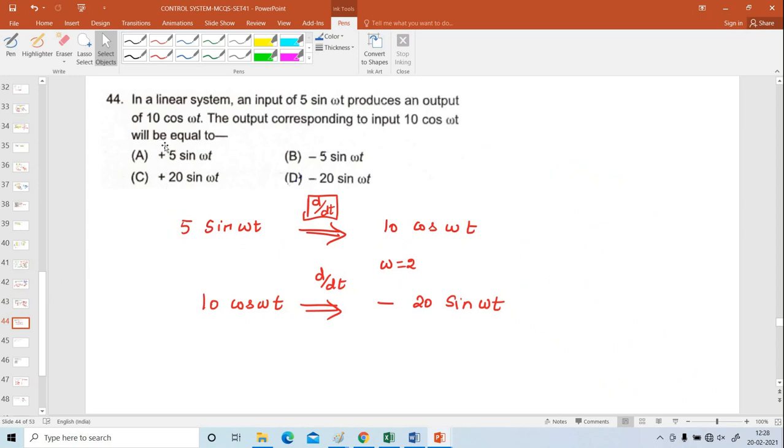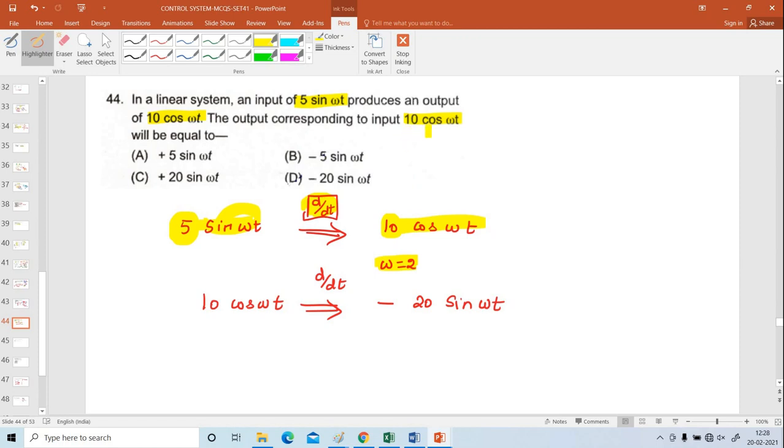Next problem, in a linear system, an input 5 sin ωt produces an output 10 cos ωt. The output corresponding to input 10 cos ωt will be equal to? So 5 sin ωt produces 10 cos ωt. Here the differentiation of sin ωt is cos, so the operator used is the differentiator. And what about ω? ω is equal to 2. Already we have the magnitude 5, now it will be changed into 10 by the multiplication of ω, that is 2.